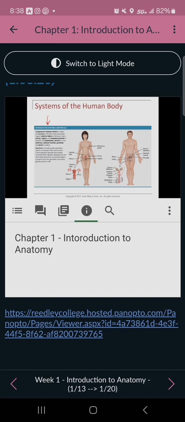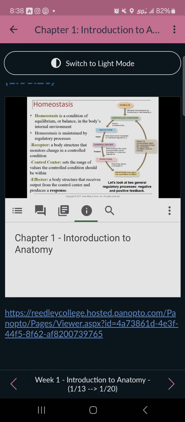Gonads also release hormones that regulate reproduction and other body processes. Associated organs transport and store gametes. Mammary glands produce milk. Now we're going to talk about homeostasis.